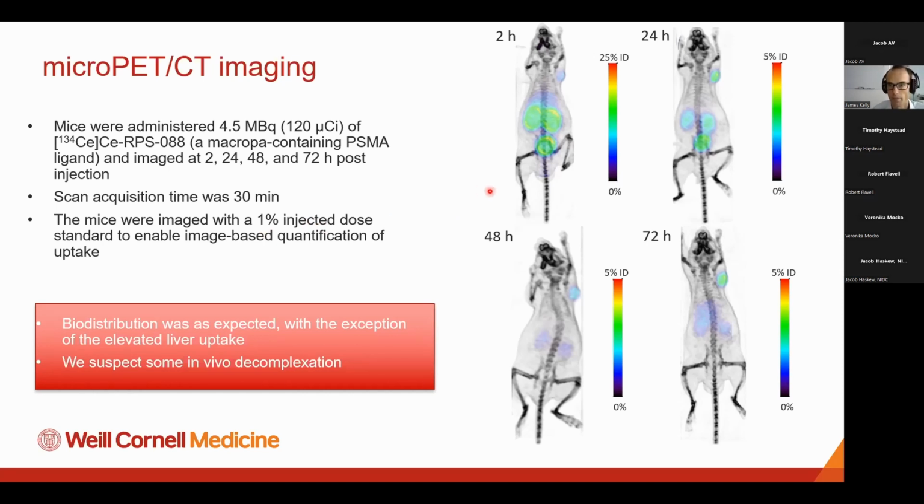Based on the many previous studies we've done in our prostate cancer models, the biodistribution is as expected, with the primary sites of uptake being the tumor and then excretion through the kidneys and bladder. However, I do want to highlight that you can see liver, particularly at the 2-hour time point, but also a little bit at the 72-hour time point. This is in contrast to what we've seen with previous ligands, which don't clear by the hepatobiliary route, and was an indication perhaps of some in vivo decomplexation of cerium, as it was shown in the previous talks that free cerium accumulates in the liver.